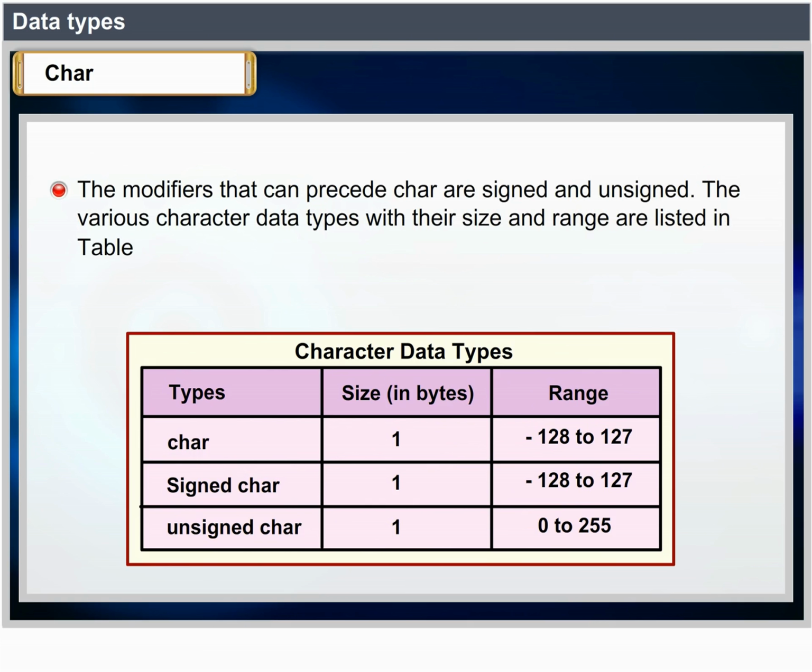The various character data types with their size and range are listed in the table. Character data types has 3 columns: type, size in bytes, and range. Types: character, signed character, unsigned character. Size in bytes: 1, 1, 1. Range: -128 to 127, -128 to 127, then 0 to 255.